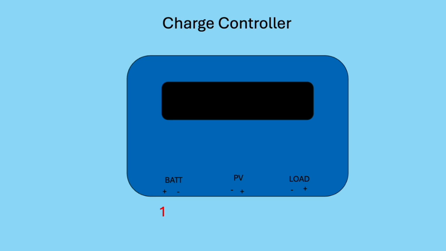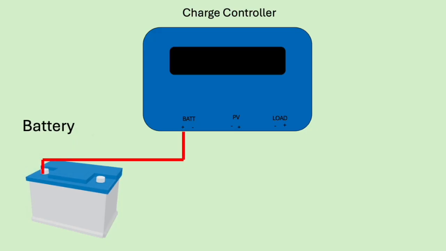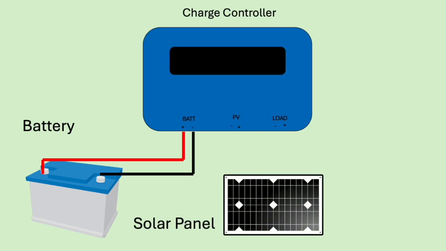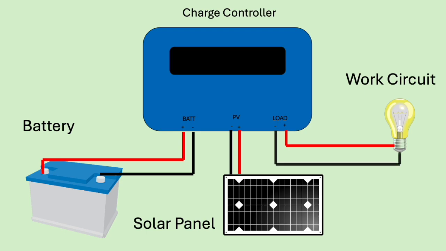Most inexpensive solar charge controllers have 6 wire terminals built in, often labeled BAT, PV, and load. First, the battery positive and negative leads need to be wired into the charge controller BAT positive and negative leads. Next, the positive and negative leads from the solar panel are wired into the positive and negative terminals, labeled PV, on the charge controller. Finally, the working circuit can be wired into the terminals labeled load on the charge controller.